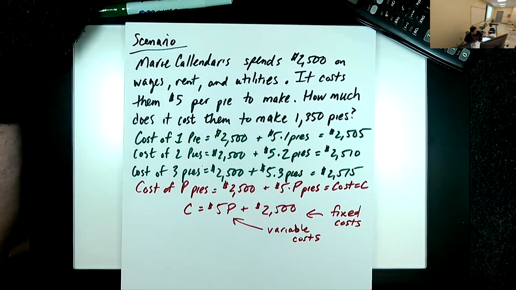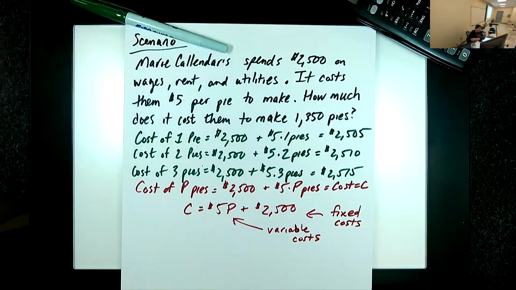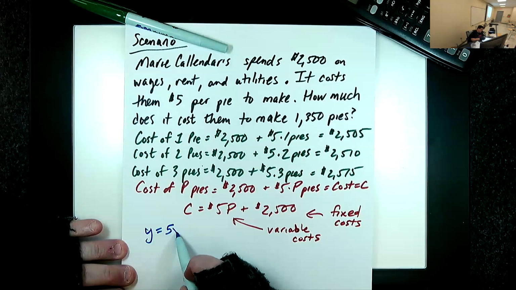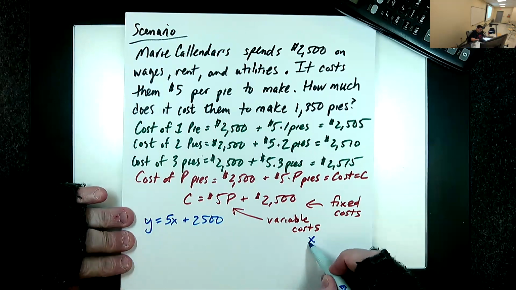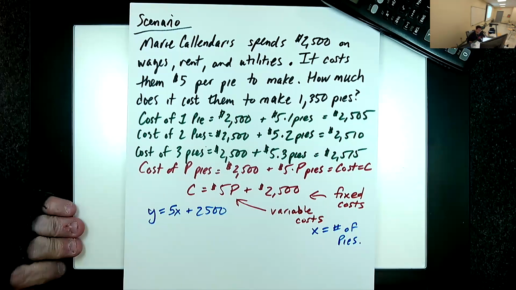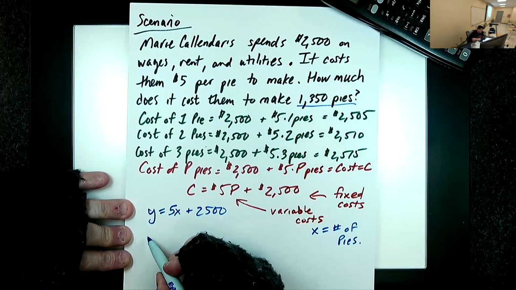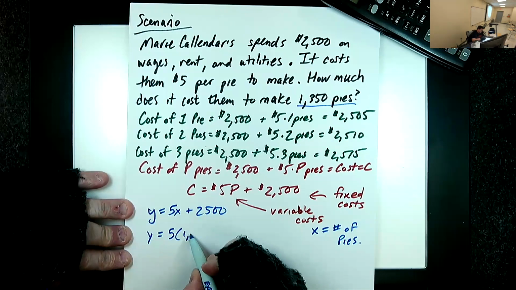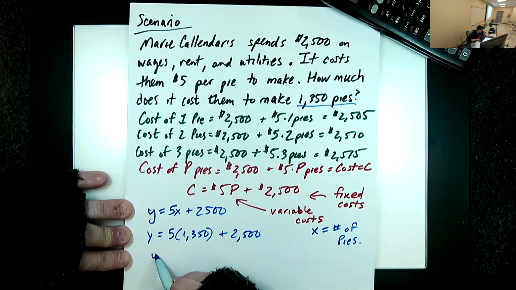And I used P for pie, but we don't need to use P for pie. We can use Y and X like we've been doing. I could write this as Y equals 5X plus 2,500, where X is number of pies. And if I want 1,350 pies, I can just plug that in. And I get $9,250.